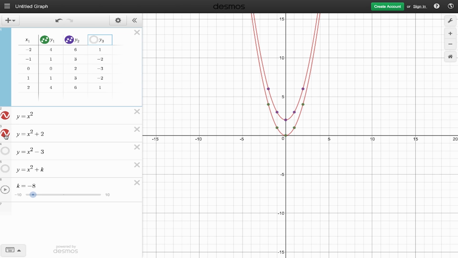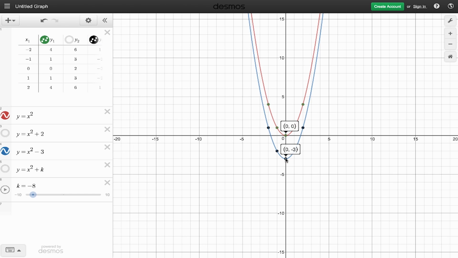Now let's look at x squared minus 3. This was your table for x squared minus 3. When I plot those points, I notice that the points have now moved down by 3 units. When I graph x squared minus 3, the entire graph has shifted down by 3 units. So the point 0 is now at the point -3. The point (-1, 1) is now at the point (-1, -2). All the points have shifted down. Again, the size or shape of the graph has not changed. What has changed is the position, and now my graph is 3 units down.